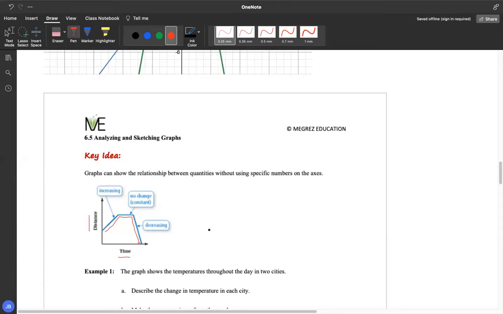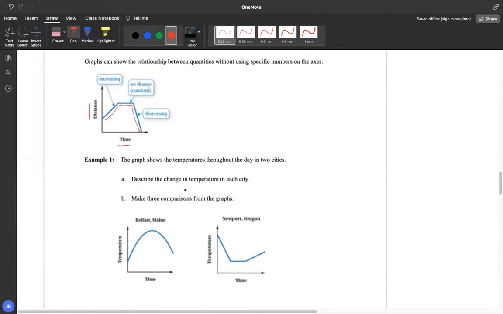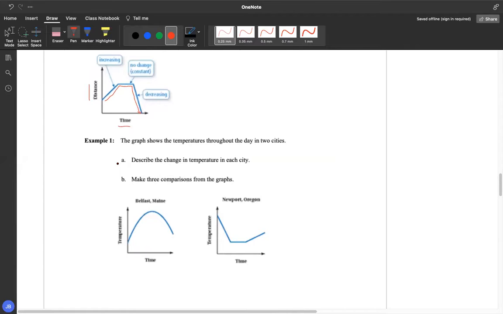Perfect. Alina, do you have a question? Do you want to try the next one? Okay, perfect. Let me scroll down here. So example 1 says the graph shows the temperatures throughout the day in 2 cities. So Alina, for A, describe the change in temperature in each city. So this one's Belfast, Maine. What's the change in temperature for this one?